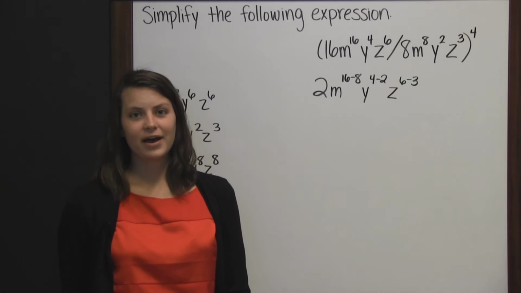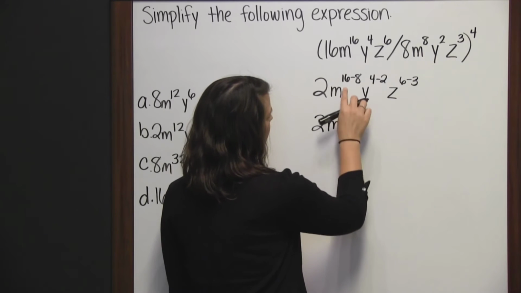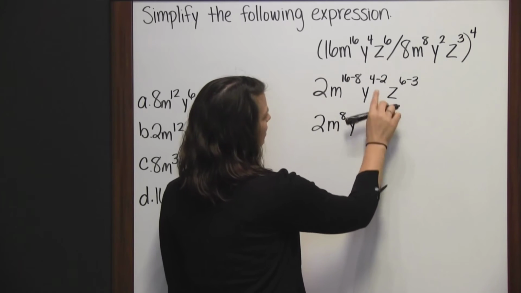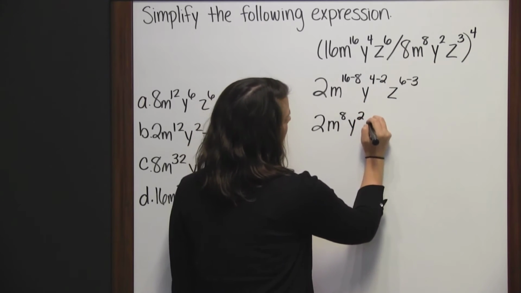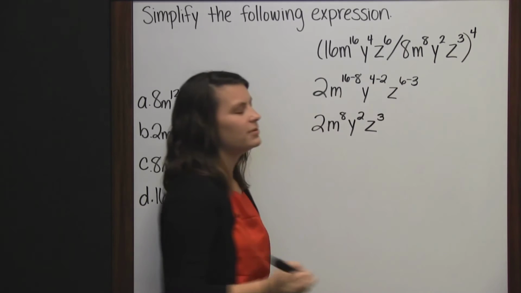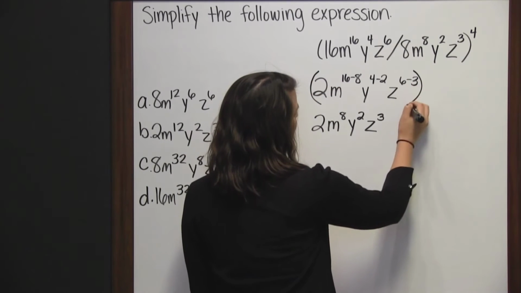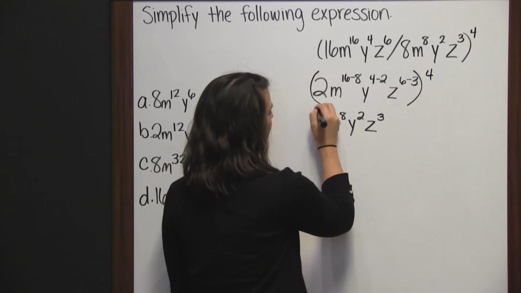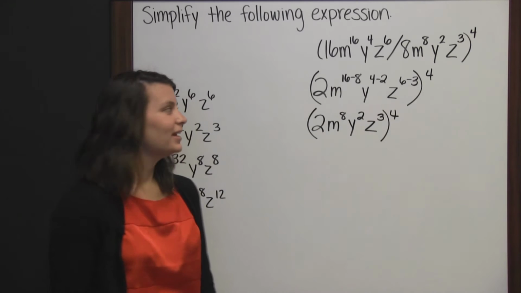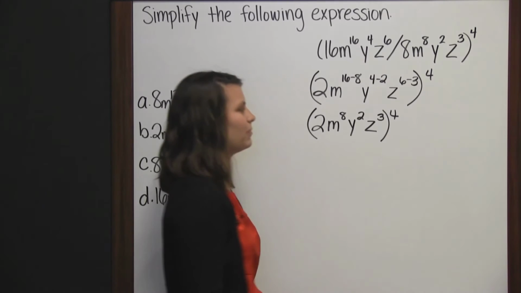Now we need to simplify our exponents. So we have 2m to the 16 minus 8, 8, y to the 4 minus 2, 2, and z to the 6 minus 3, 3. We have to be very careful to not forget that all of this is supposed to be raised to the 4th power. So we're not done yet. Now we need to raise everything inside our parentheses to the 4th power.